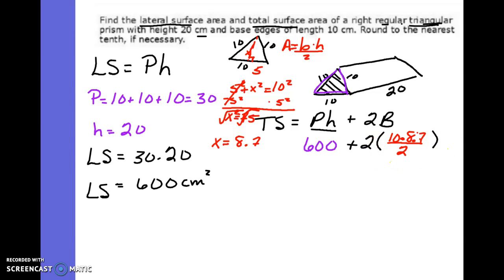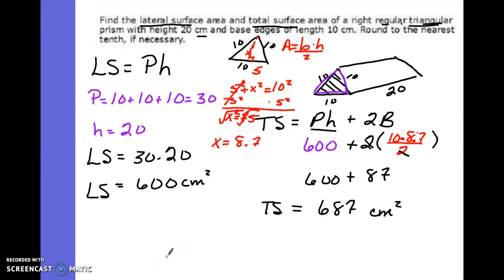You could use your handy-dandy calculators right now and put this part in your calculator, and you would get 87 because the 2's canceled out, and 10 times 8.7 is 87. Okay. So we have 600 plus 87 is 687, and again our units are centimeters squared is our total surface area.